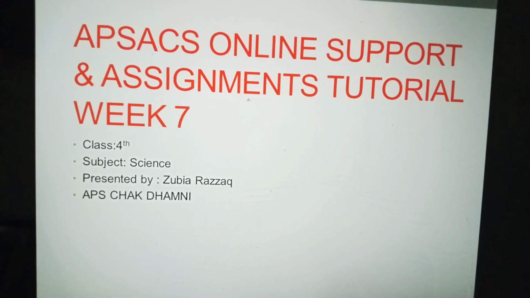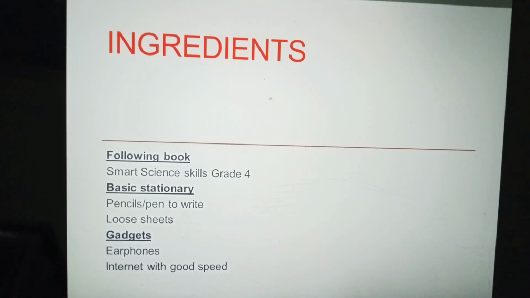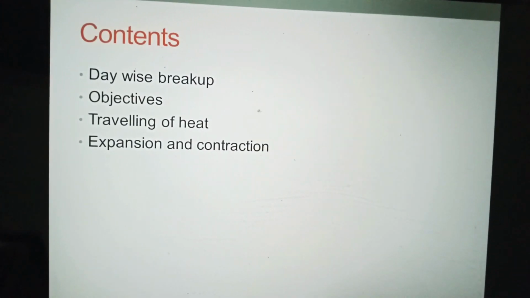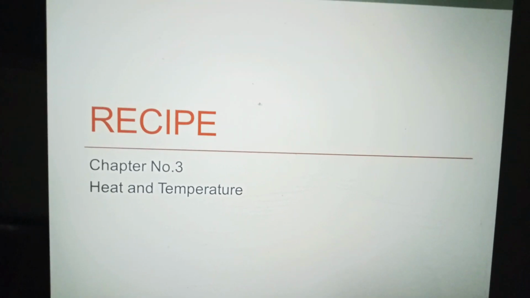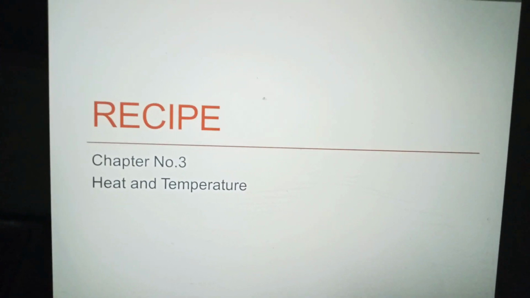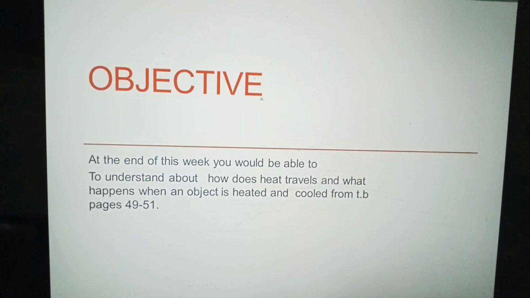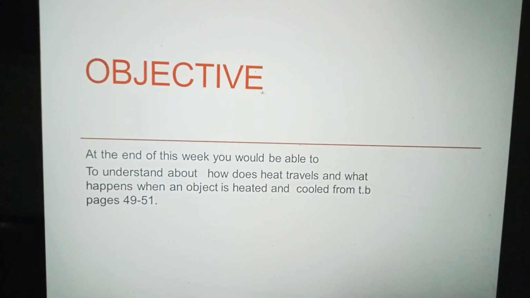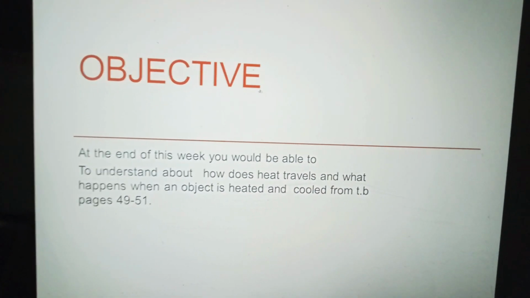The grade is 4 and subject is science. You must have the following book, basic stationery and gadgets. Contents include day-wise breakup, objectives, traveling of heat, expansion and contraction. Recipe is chapter number 3, heat and temperature. Objective is that at the end of this week you would be able to understand how heat travels and what happens when an object is heated and cooled, from textbook pages 49 to 51.